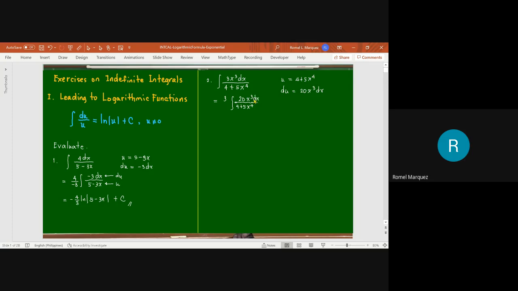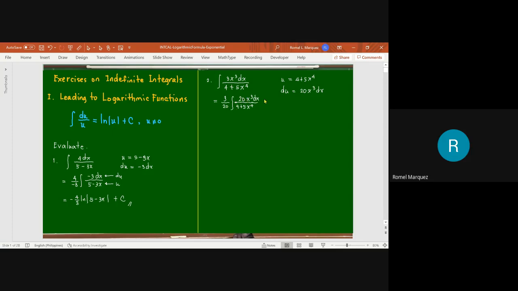20x cubed dx. Originally, we have x cubed dx. Again, I put the 3 out. I supplied 20. So I have to balance outside by 1 over 20 to compensate for that. So sometimes it is called correction factor. We correct and then we balance outside. Is that clear, guys? We correct the differential. Okay?